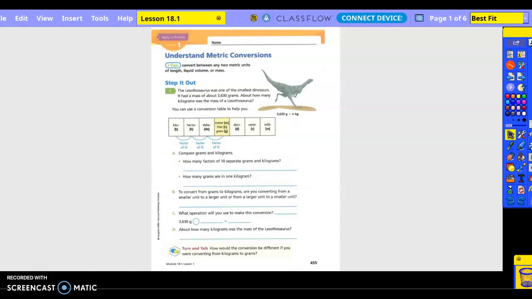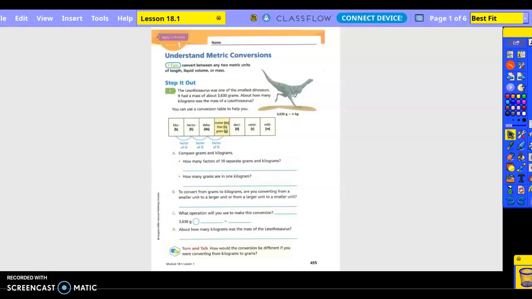Well, they have this handy little box that goes from the largest unit to the smallest unit. Basically, what you're going to have to do is decide which one you need to convert from and go to. Remember, if we need to go from a larger to a smaller, we multiply. So we loop right, correct? If we need to go from a smaller to a larger, we divide. So we loop to the left.